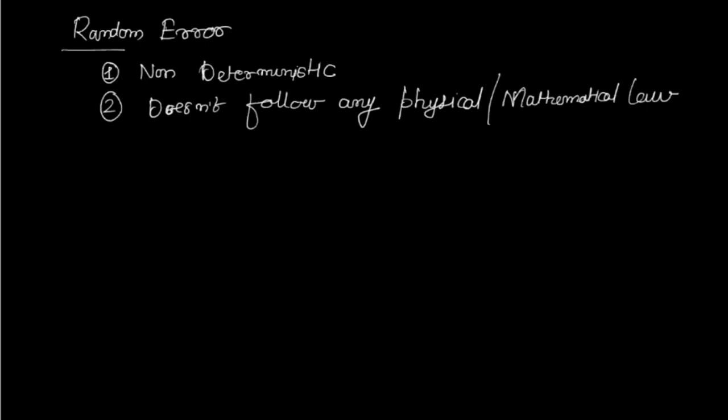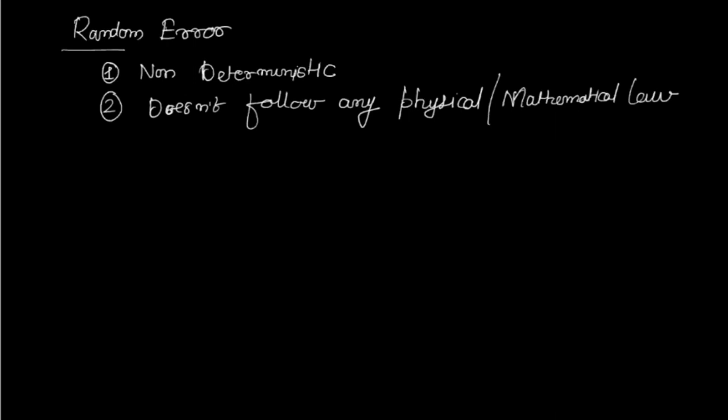So the next point is the random error. What is random error? Once you have completely eliminated the gross error and you have corrected for the systematic error, the remaining one, we call it a random error. The random error is non-deterministic in nature. Like in case of systematic error, you actually determine the amount of error. In random error, you cannot determine the amount of error. And the second one is that it does not follow any physical or mathematical law.